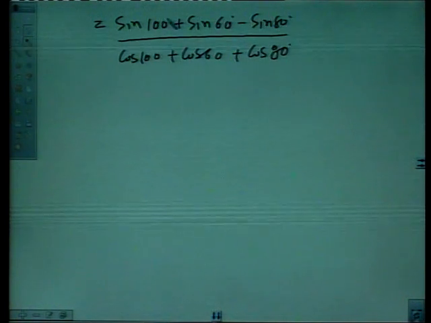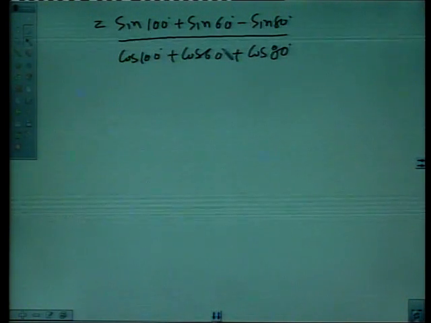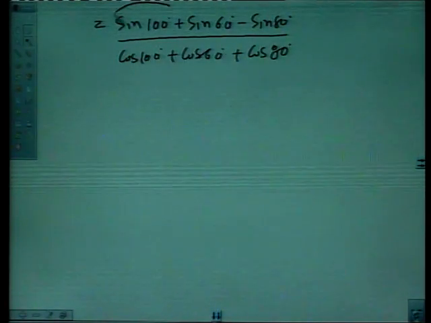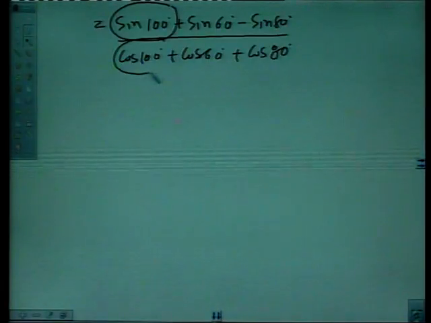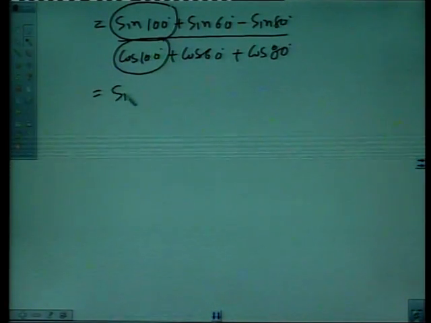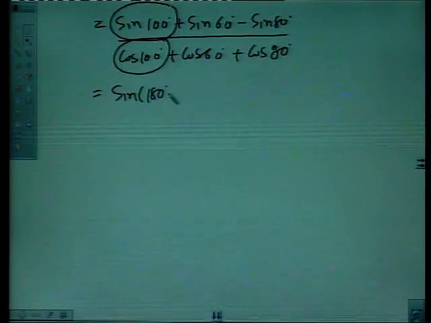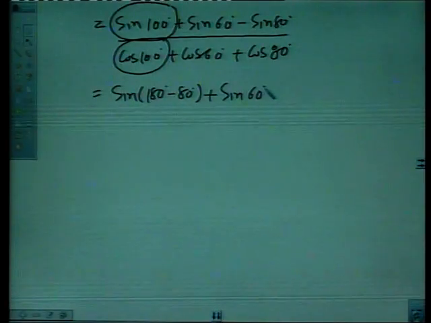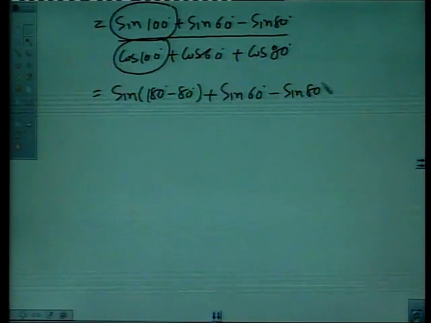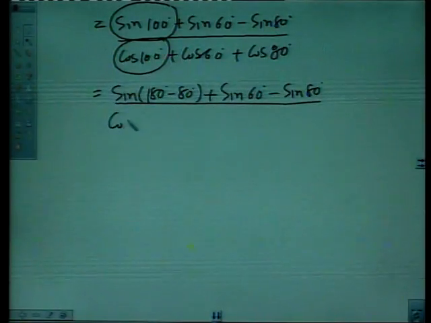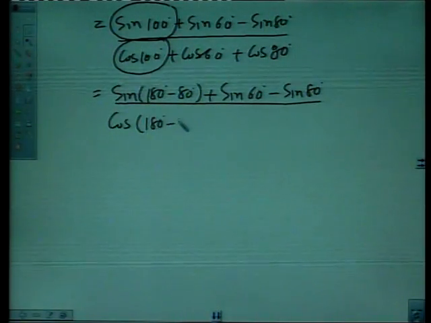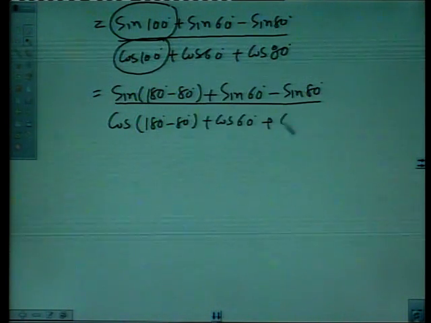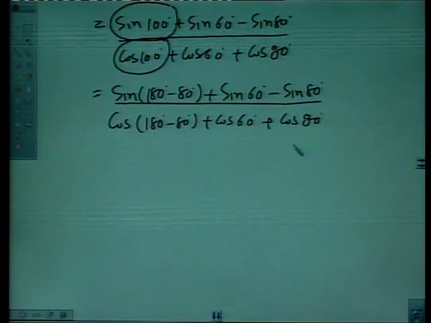So, using those A plus B formulas, product into sum and difference formulas, we get this result. Now we have sin 100 cos 100. These can be written as: sin 100 can be written as sin (180 degree minus 80 degree) plus sin 60 degree minus sin 80 degree. Same with cos, this can be written as cos (180 minus 80 degree) plus cos 60 degree plus cos 80 degree. Again we are using these two formulas.